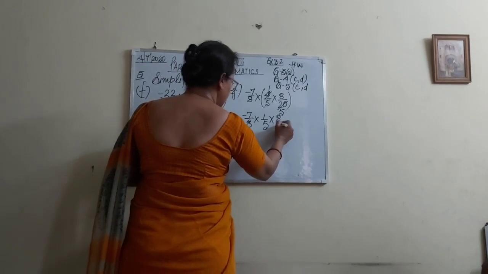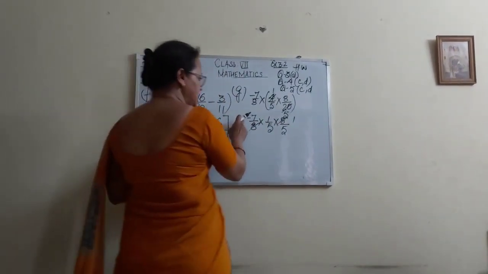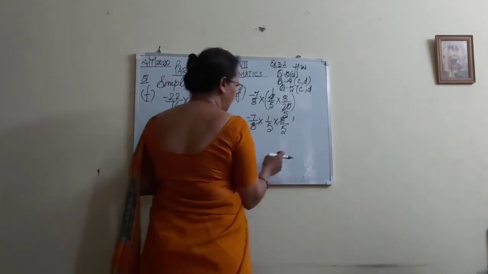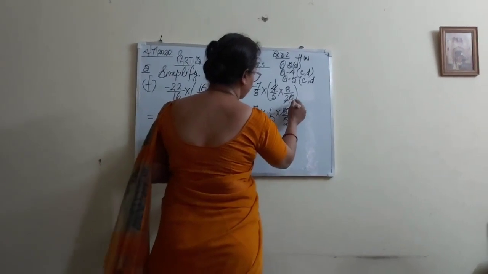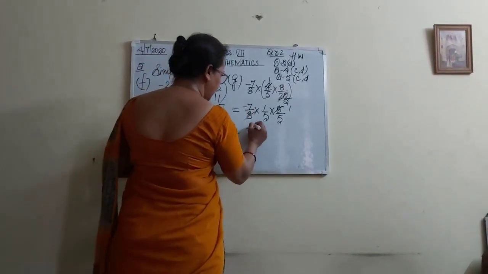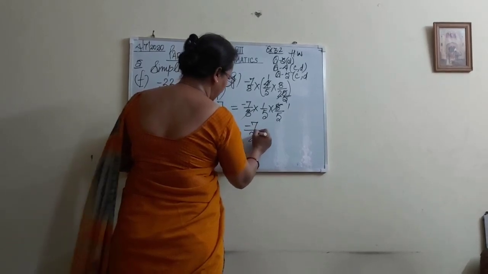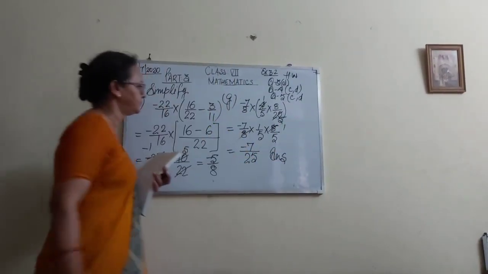That's right. 8 will be cancelled out by 8 1. Minus 7 multiplied by 1 multiplied by 1. This 5 is outside. Don't get confused. Okay. So what will it be? Minus 7 by 5 5s are 25. This will be the answer. Is it clear?